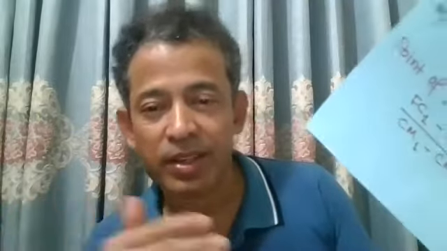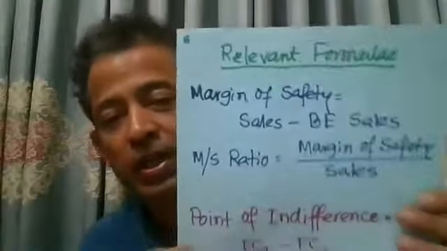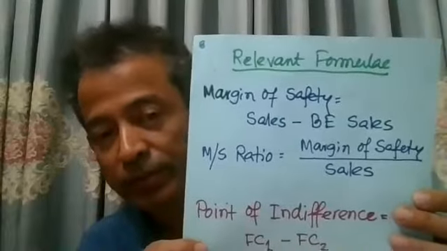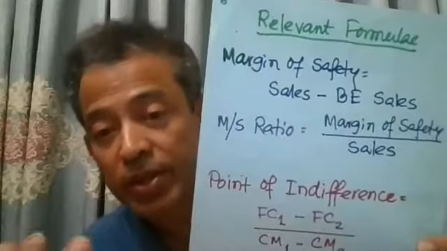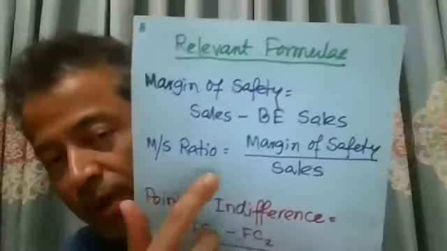I can afford to lose some hours without getting to my bone. So I'd not be sitting on my bone. I'd have some cushion there. So that cushion is called margin of safety. Sales minus break-even sales. And margin of safety ratio or margin of safety percentage is this margin of safety divided by sales.